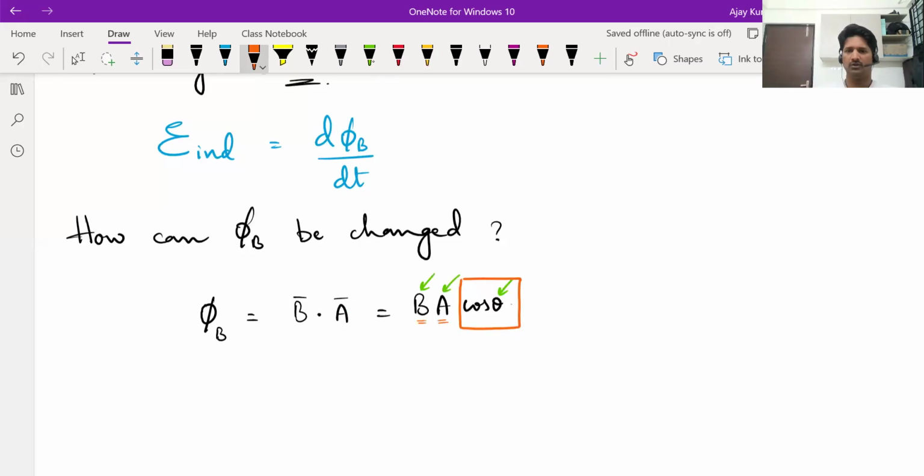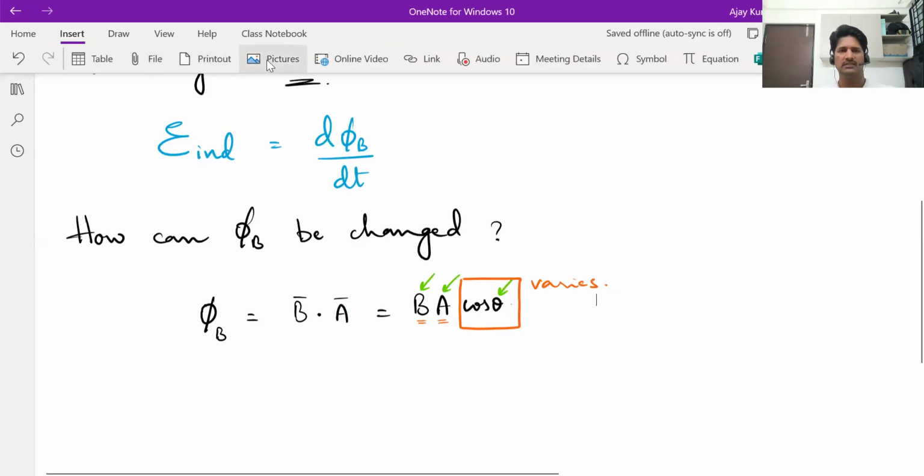So the magnetic field also remains constant. But as you rotate the coil, the area vector of the coil keeps rotating and the orientation keeps changing. The angle between magnetic field and area vector keeps changing. So theta varies, cos theta varies, and the flux varies. That is what generates EMF in that coil. Okay, let me show you the schematic diagram. Just a moment.